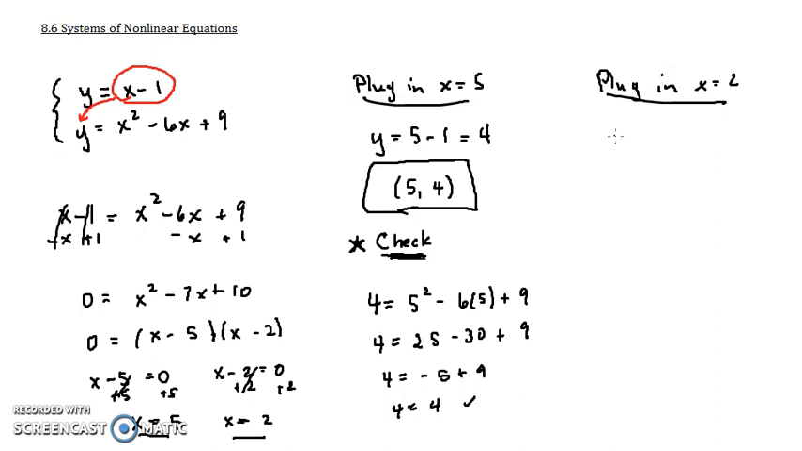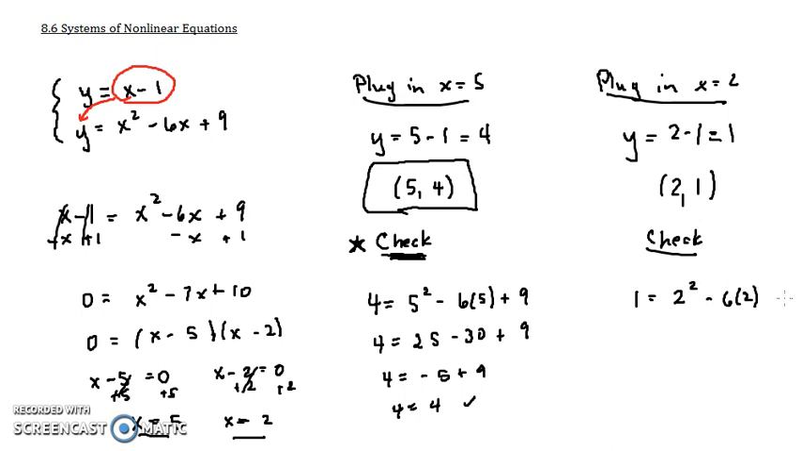Okay, let's do the same exact thing for 2. We're going to get y is equal to 2 minus 1 equals 1. That's an equal, not a minus. So we get the point (2, 1). And let's check it. We used the first equation to solve, so we'll use the second equation to check. So we get 1 is equal to 2 squared minus 6 times 2 plus 9. So 1 is equal to 4 minus 12 plus 9. And we get 1 is equal to 1. And so that does check, and we can keep that answer.